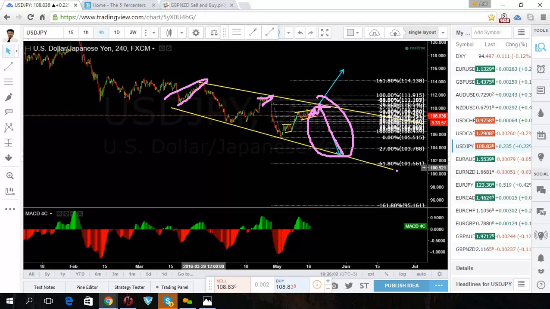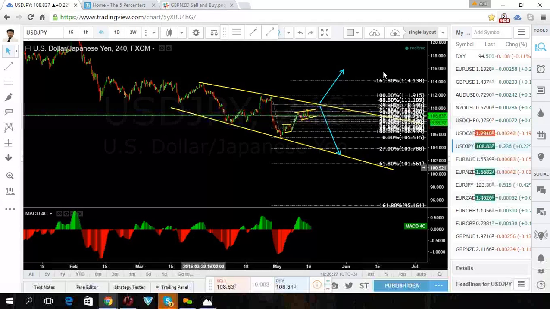I think this week we could get this trade. Maybe next week, but this week is very likely we could get this trade. And then we'll be looking for the big trade to the upside. So let's see if we get this today.